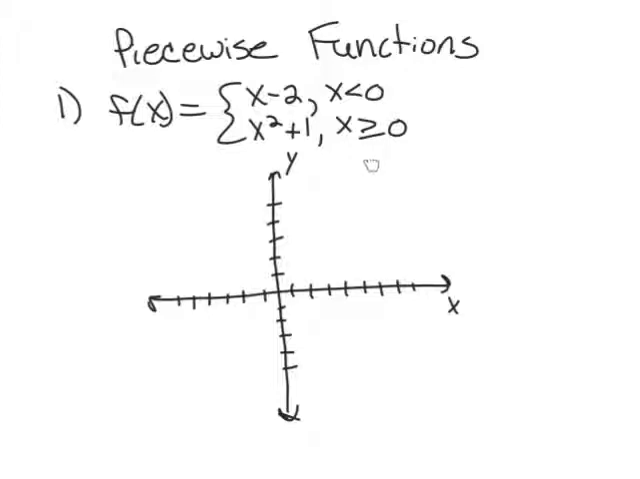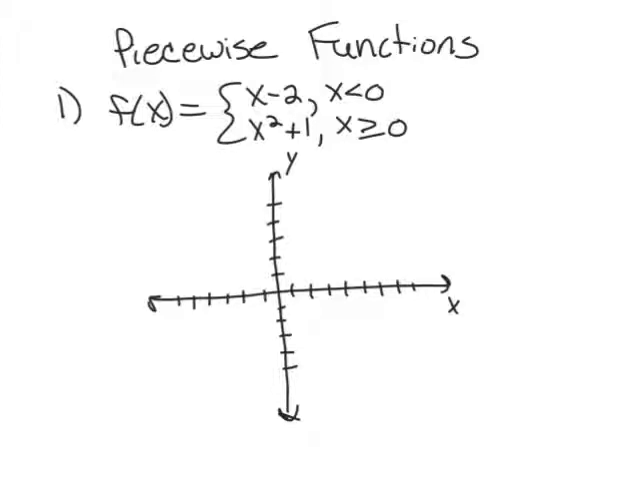The domain is split. So the first one here we're going to look at, we have x minus 2 when x is less than 0, and x squared plus 1 when x is greater than or equal to 0. So our transition point is when x is 0. If I look at the top one, this is a line equation, and let's just find out what it is at 0. I can't graph it. I'm not allowed to graph that point, but we can graph an open circle there to represent that point.